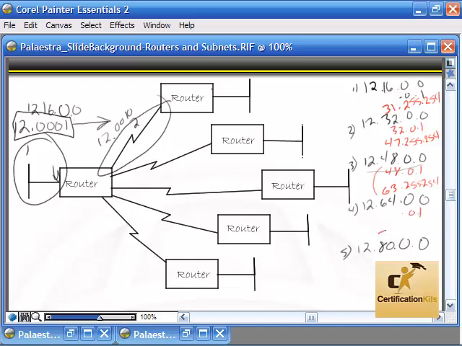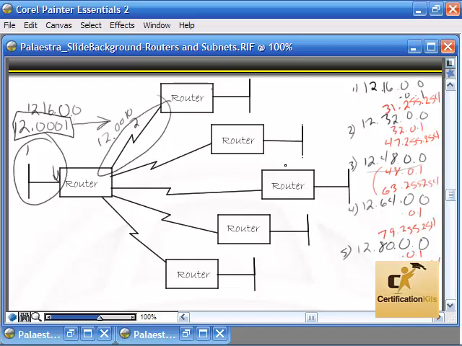64.0.1 to 79.255.254. And for this last one, it'd be 80.0.1 to 95.255.254, because 96 would be the next subnet. So those are the valid ranges of IPs. So that's subnetting with the binary.